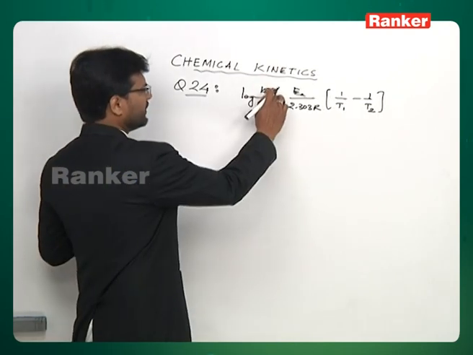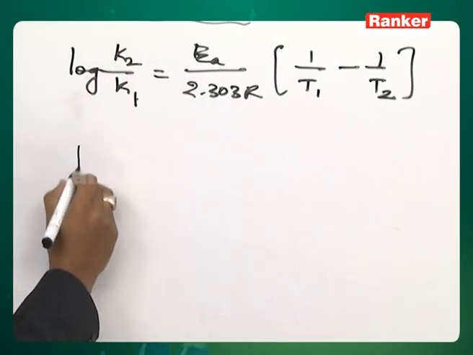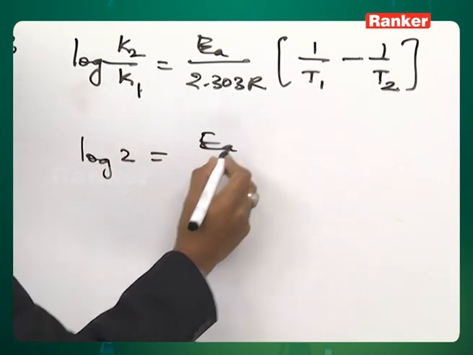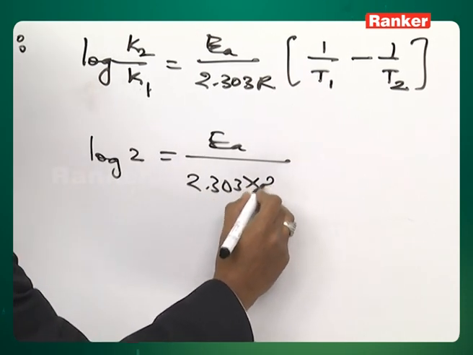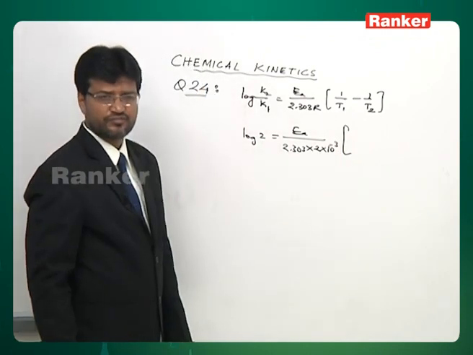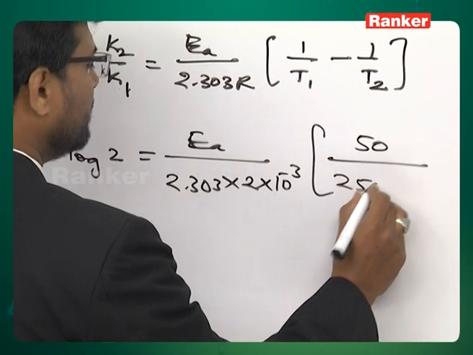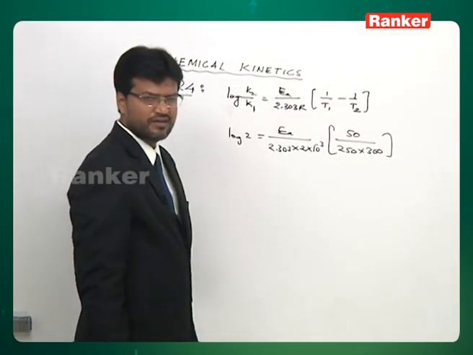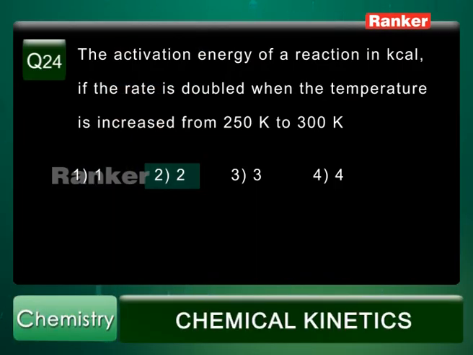Rate is doubled, so K2 is 2 times K1, so that becomes log 2. Log 2 is 0.3, we know that. EA has to be found out. We need it in kilocalories, so R should be in kilocalories, 2 into 10 raised to minus 3, and the temperature given is 250 to 300, so this becomes 50 divided by 250 into 300. On simplification you get EA equal to 2. The answer is the second option.